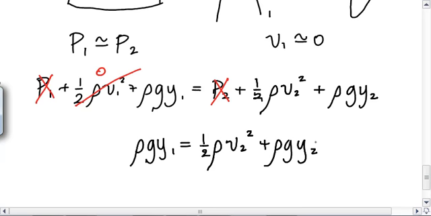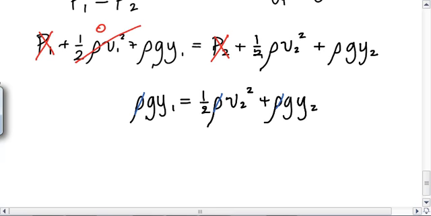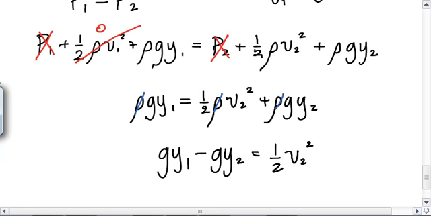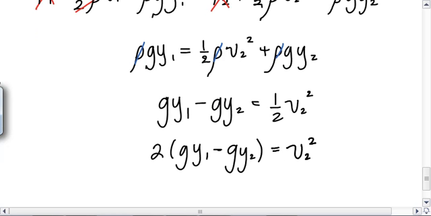Now what can I do to both sides? So the rho can cancel out. All right, so now let's solve for V2. So subtract the g y2 from both sides. Then multiply by 2 on both sides, and then we're going to take the square root. So that's Torricelli's equation.